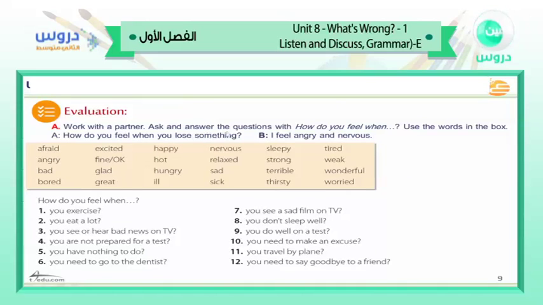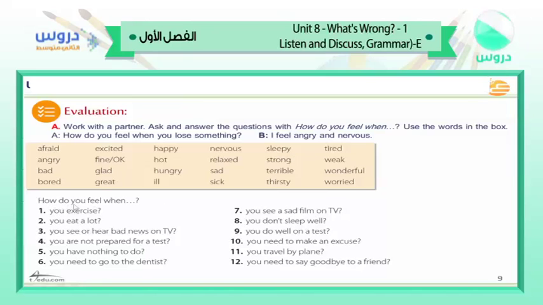Now we have an evaluation. Work with a partner. Ask and answer the questions with how do you feel when? Use the words in the box. For example, the first question, how do you feel when you lose something? The answer B, I feel angry and nervous. Can you see angry? And nervous. Of course, if I don't find something that I got before and I think it's lost, I get angry and nervous. I cannot control myself. Okay, this is an example.